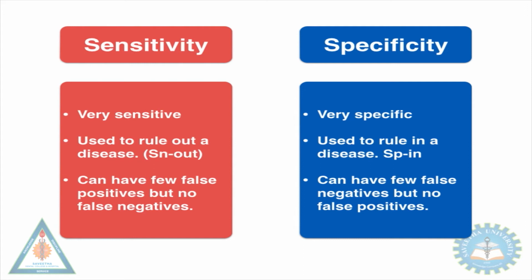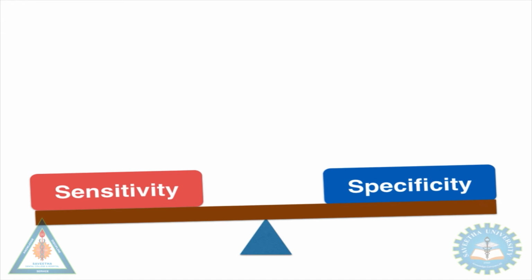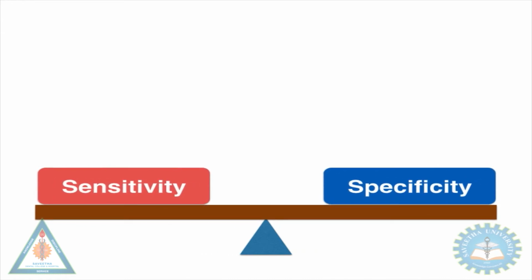In a sensitive test, you can have a few false positives but no false negatives. In a highly specific test, you can have a few false negatives but no false positives. So many tests would actually have to strike a balance between sensitivity and specificity.